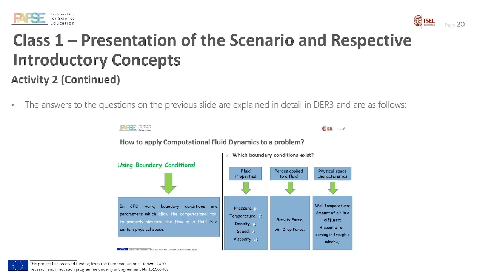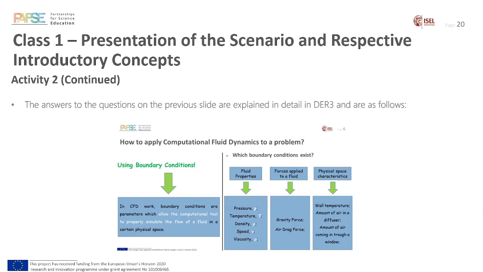And then, for example, I can simulate how water runs through a tube, but I can also simulate how the same water runs, for example, on a ceiling or down stairs. So besides the fluid properties and the forces applied to a fluid, we also have to describe to my computational fluid dynamics tool the physical space where this fluid is being simulated. So we have to describe the physical space characteristics to the tool.